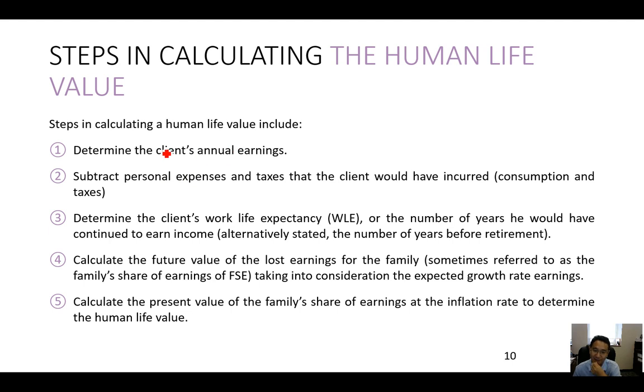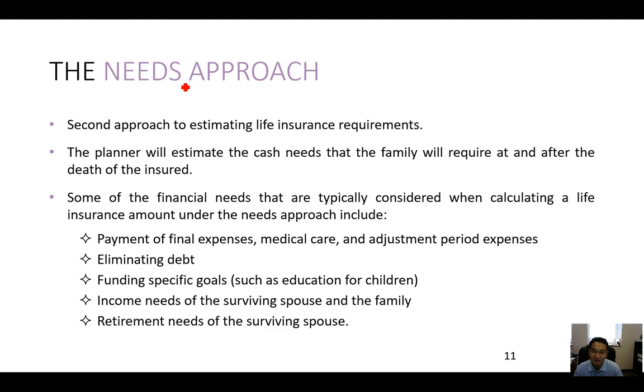So there are some steps, right? Determine earnings, subtract personal expense, determine how many years this person can work. Okay. Future value of the lost income to the family. And then they have some growth rate of earnings. So basically, they assume income will grow, right? And then you can discount all those future cash flows back to today. So that's the human life approach.